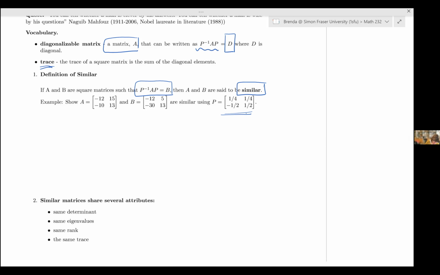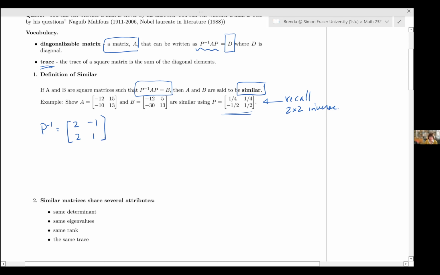So the first thing I need to do is calculate the inverse of P. So I'm simply going to write that out. I want you to do this: recall the 2 by 2 inverse formula. Recall that formula, compute the inverse, and make sure it's this. I computed the inverse and got this. So step one, I'm computing the inverse of P.